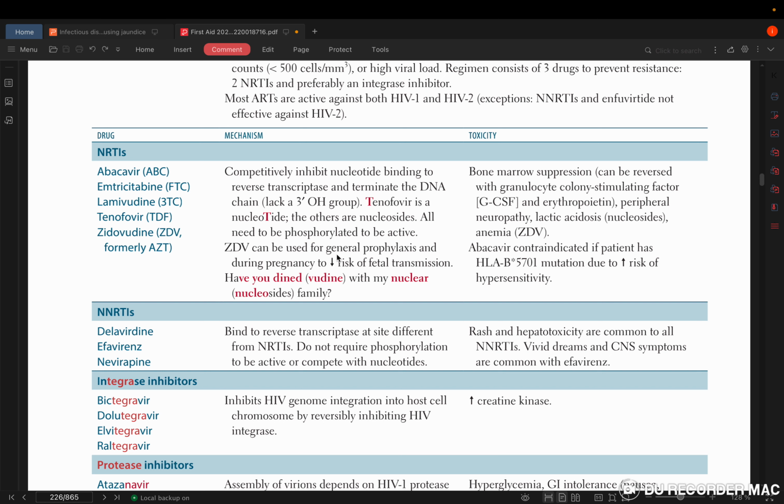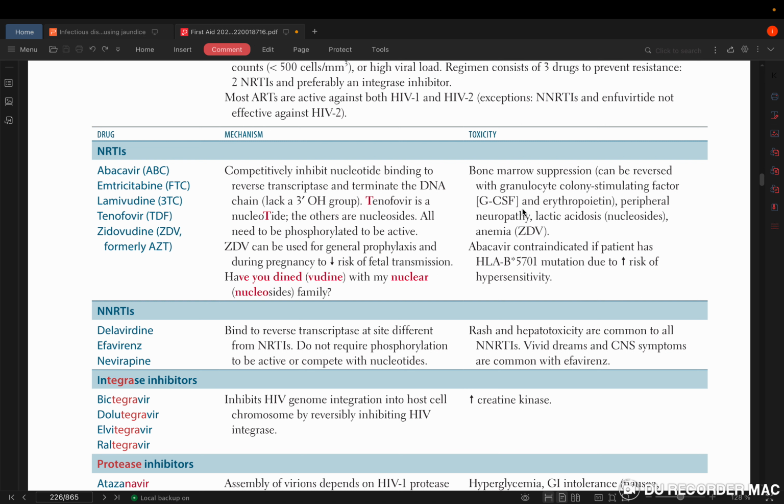Zidovudine can be used as a general prophylaxis and during pregnancy to decrease the fetal transmission. So a lady who has HIV, we would like, first of all, one, to give zidovudine before the delivery. Two, would you like to do a vaginal delivery or a C-section? C-section, absolutely.